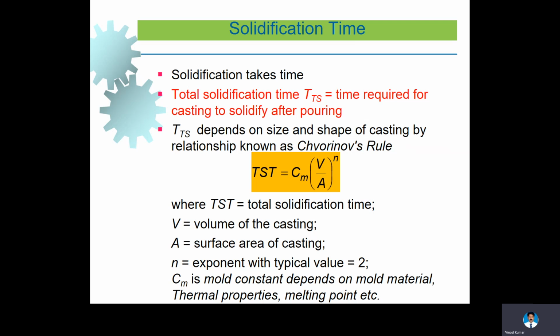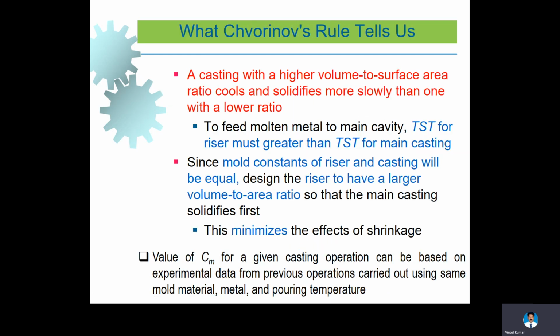So in order to avoid that, in order to avoid the choking of the flow, we have to make sure that the riser has a longer solidification time than the casting to be produced. This is very important in the case of a casting process. So TST for the riser must be greater than the time for the casting.